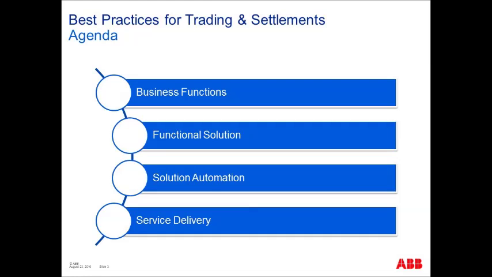Today's agenda will cover your business functions, and we'll review your current business functions and business processes. Next, we'll cover an nMarket functional solution, and we'll review the best business practices and processes and how nMarket can improve those. After that, we'll go into a solution automation, and we'll review how nMarket can automate your business processes. And finally, we'll go over some of the different service delivery methods available with nMarket.